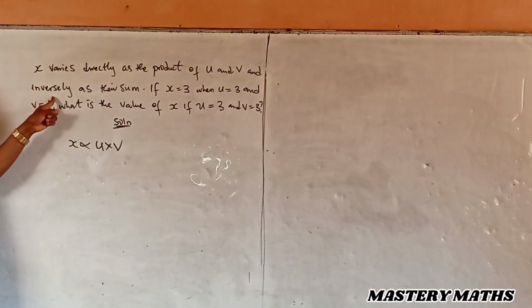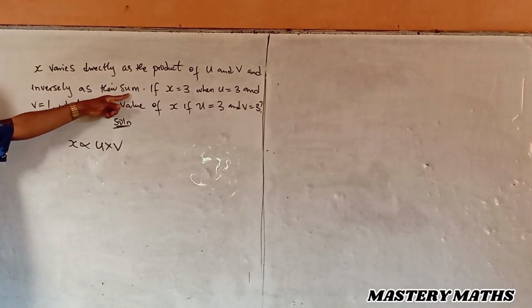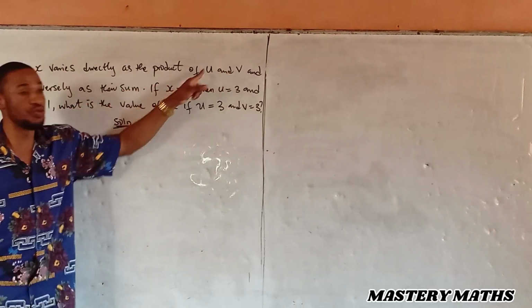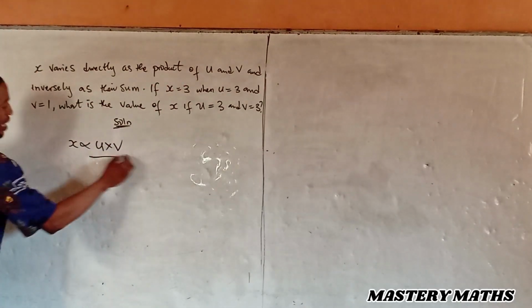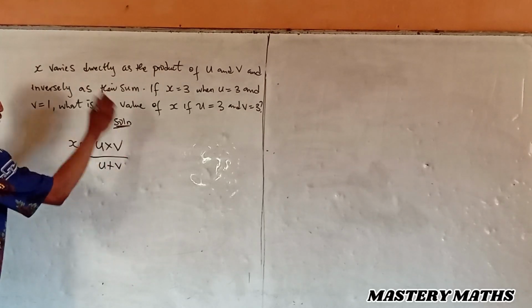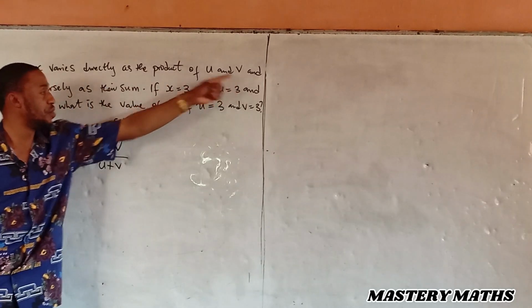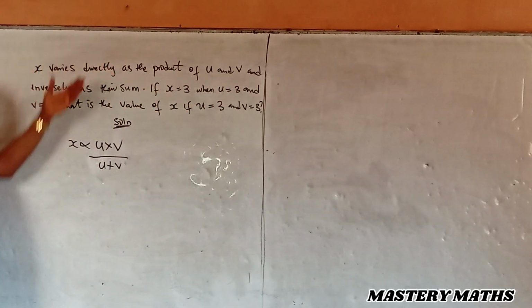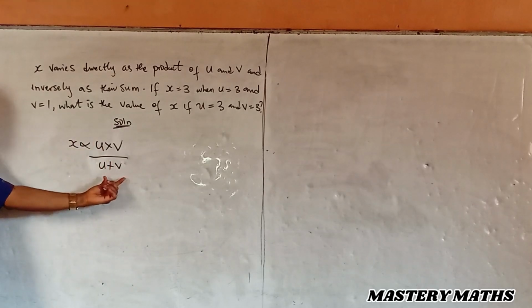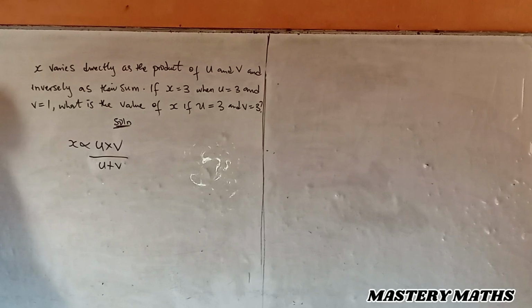And inversely as the sum. Sum of what? Sum of this u and v. And inversely as a sum, u plus v. That's it. So this word problem form, we've created an equation for it now on the board. You see it? Now let's solve.